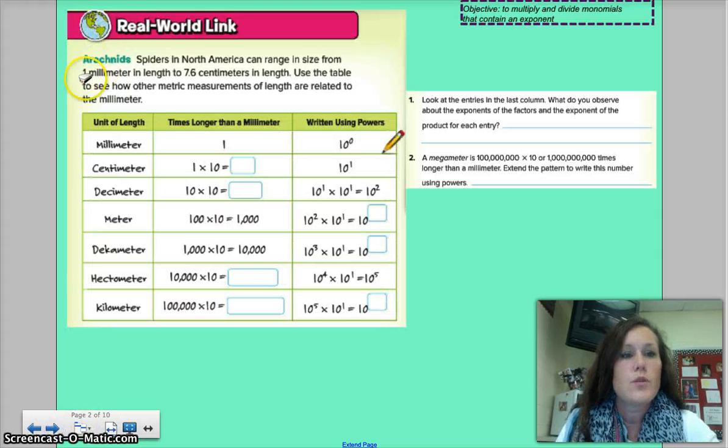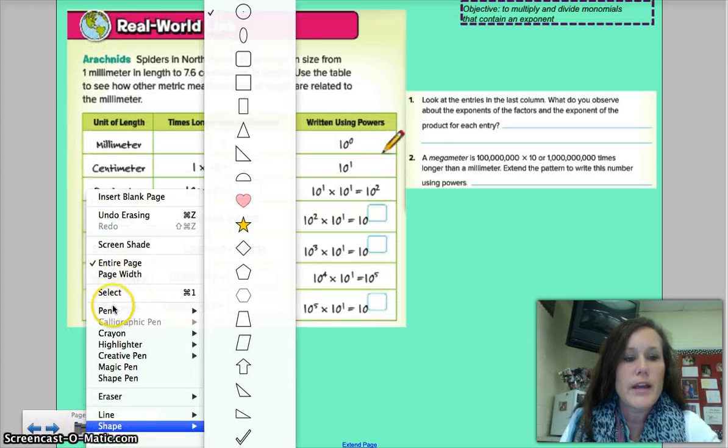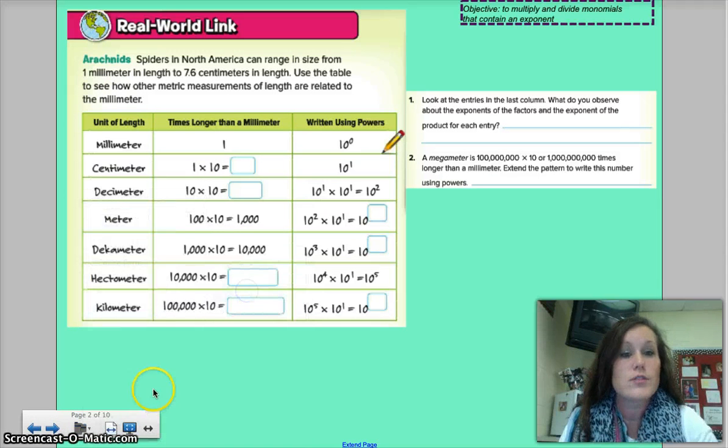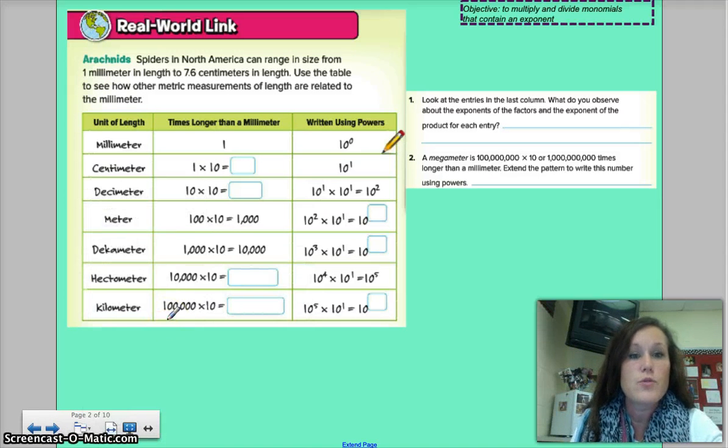All right, so real world link, we're talking about spiders and how their size relates to the millimeter. Spiders in North America can range in size from 1 millimeter in length to 7.6 millimeters in length. We're going to fill in this table and look at how exponents are involved. 1 millimeter would be represented as 1. And when you write it as a power, you would write 10 to the 0 power.